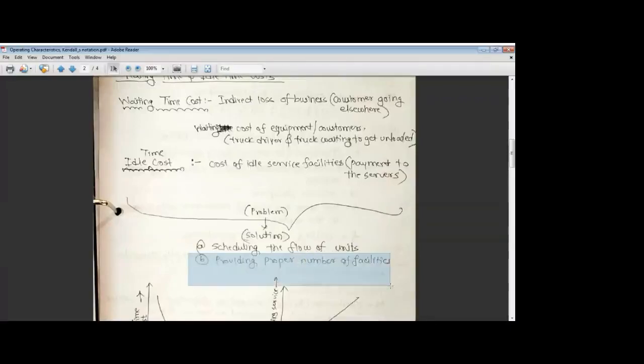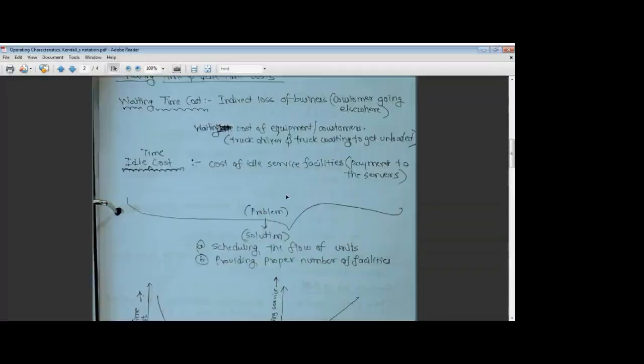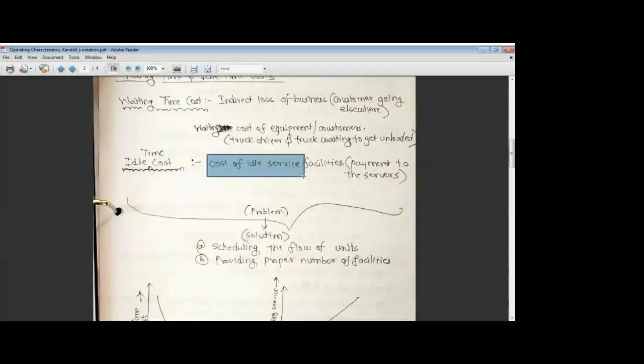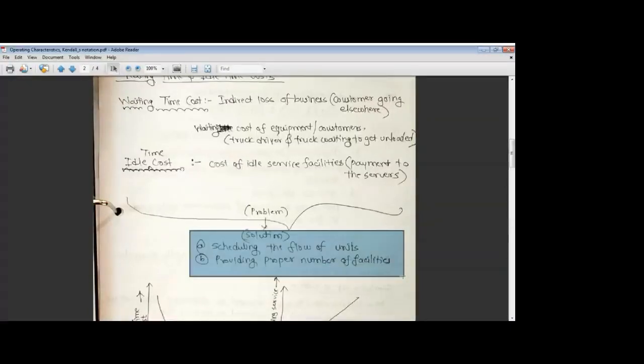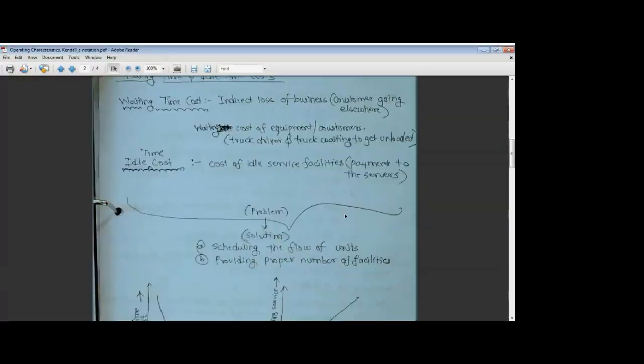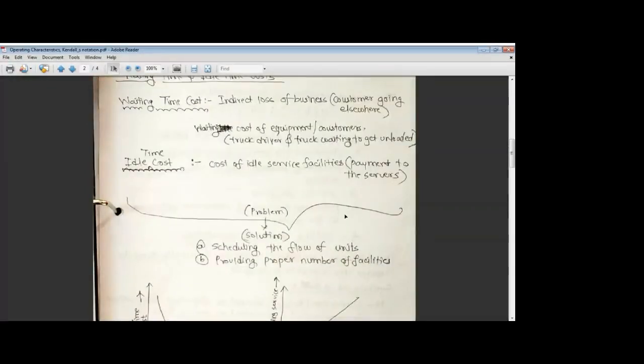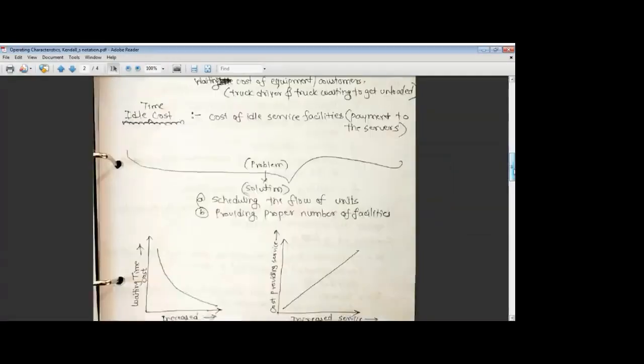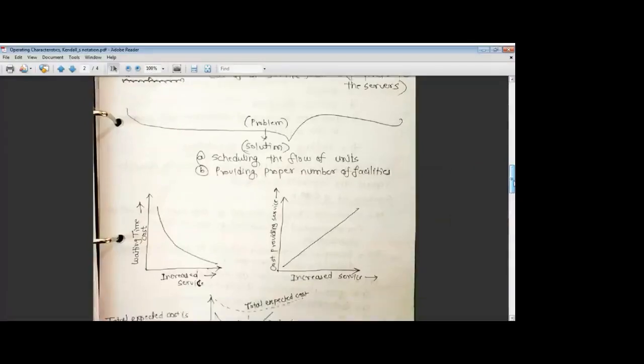And next is providing the proper number of facilities. Why would the facility have been remaining idle? It may so happen that there are two or more stations serving at that particular service facility. So if I have to reduce the idle time cost, I'll have to reduce the stations, right? So these two are the solutions. What we are interested in is scheduling the flow of the units and providing the proper number of facilities at that particular location.